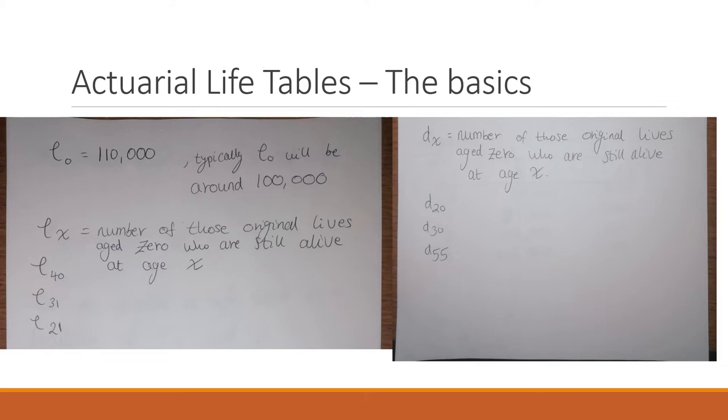Over on the right hand side, you can see dx, which is the number of original lives aged 0 who have died at age x. So, for example, d20 is how many people have died at the age of 20 within our life table. On the next slide, I'll show you a bit about how we actually construct a life table itself.